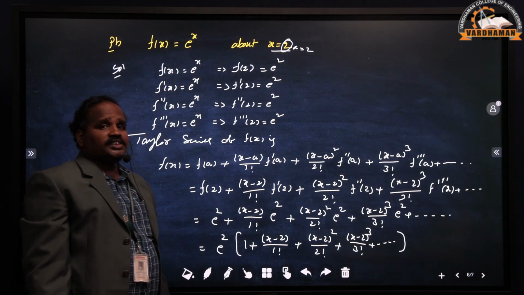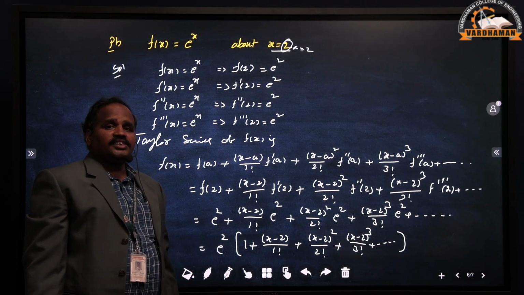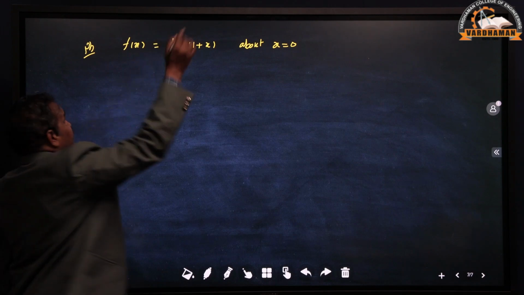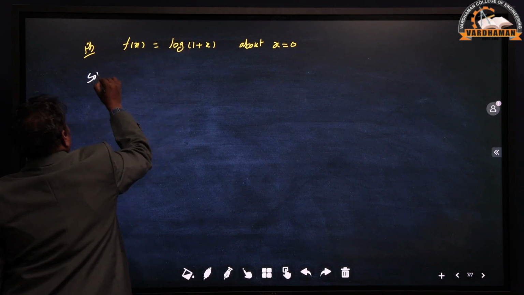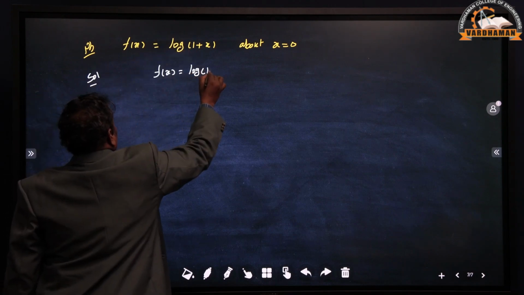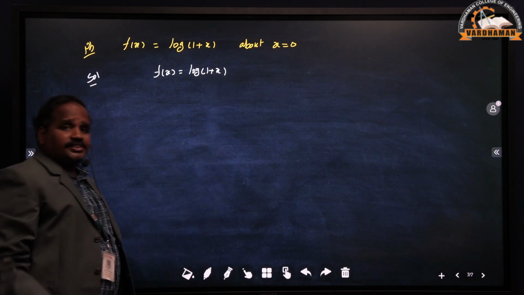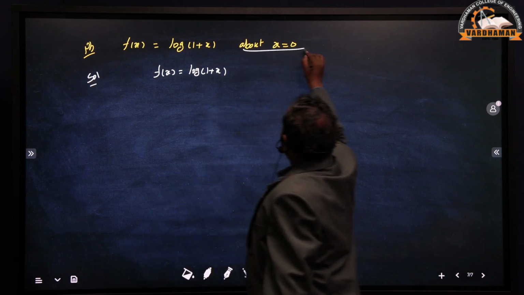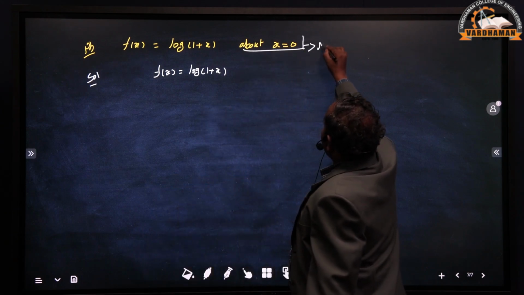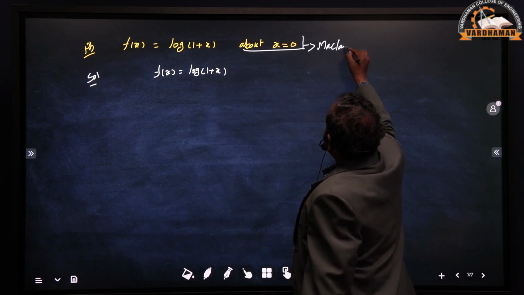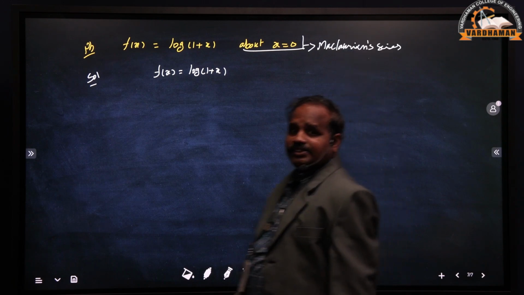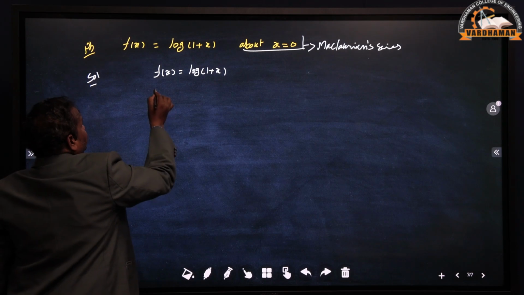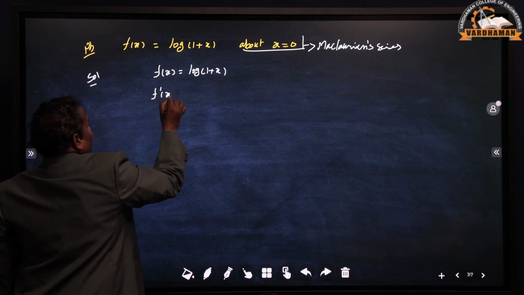Now we are going to discuss the Maclaurin series problem. f of x is equal to log of 1 plus x about x is equal to 0. Already I said that about x is equal to 0 and Maclaurin series both are the same. So another name is Maclaurin series. Now evaluate the derivatives of the function.